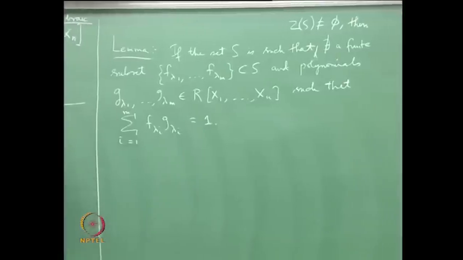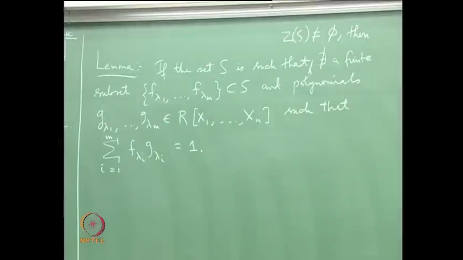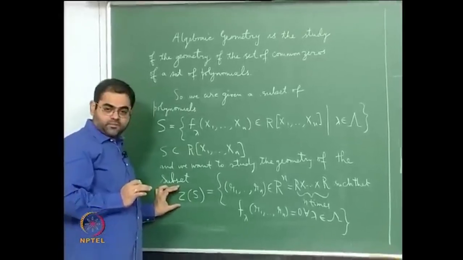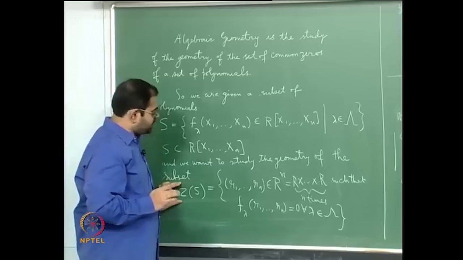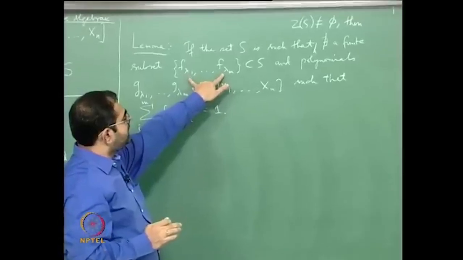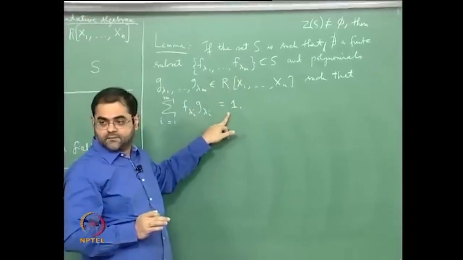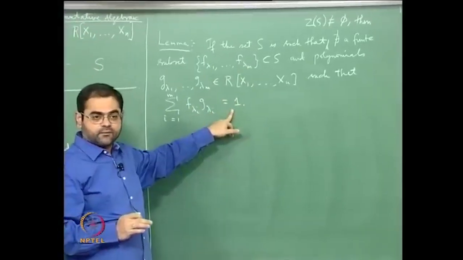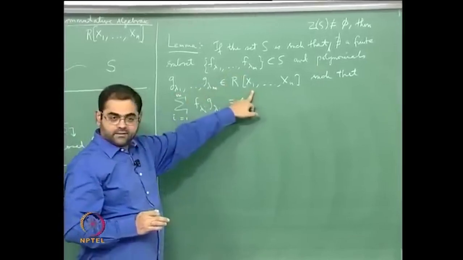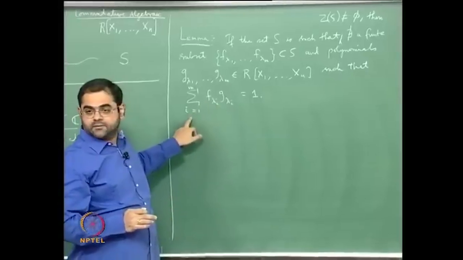Okay. So the whole point is the following. We are trying to study this set of common zeros. We don't want that to be empty, and the statement I'm making is that if it is non-empty, then no finite subset of S can generate 1. That means you cannot get finitely many elements of S and finitely many polynomials from the ring, of which this capital S is a subset, such that you multiply them and then add them, you get 1.